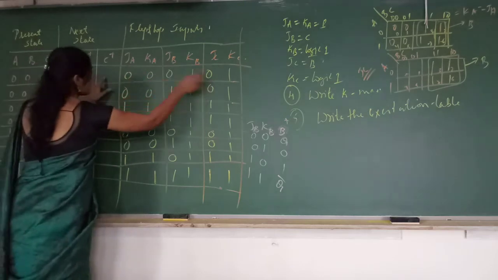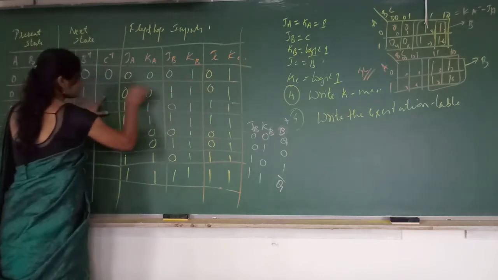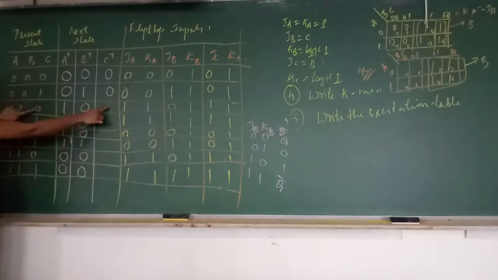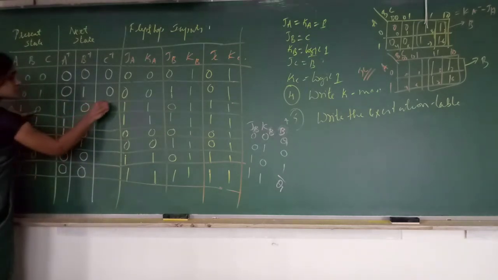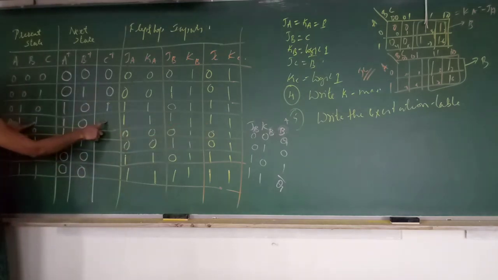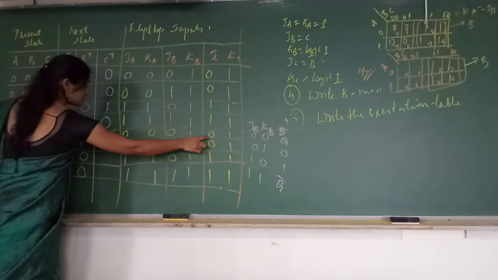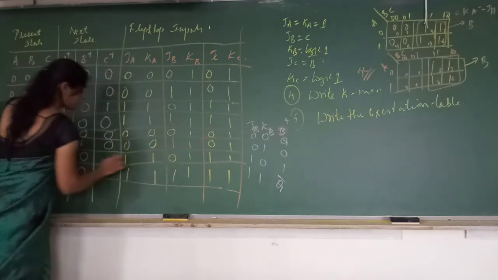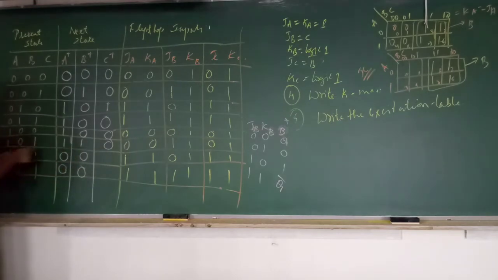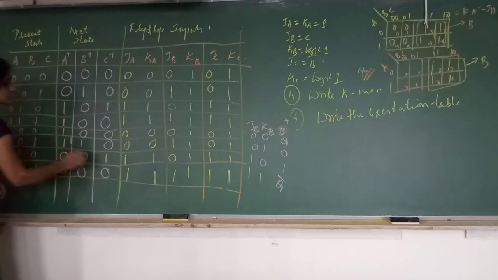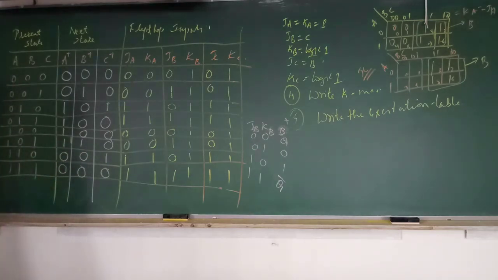Okay. 0 1: 0. 0 1: 0. 1 1: next state is the complement of previous state. This is the previous state, so it is 1. Right. 1 1: complement of previous state, 0. Next, 0 1: 0. 0 1: 0. 1 1: next state is the complement of previous state, so it is 1. 1 1: complement of previous state, so it is 0. So this is how you write.